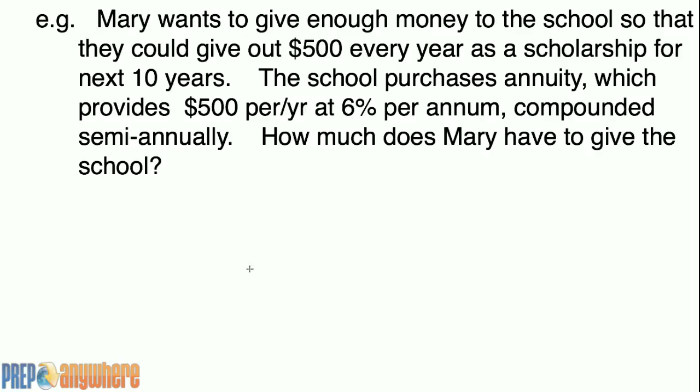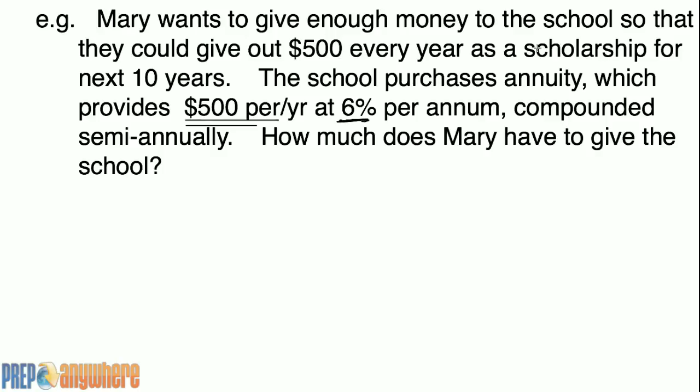But the school will purchase an annuity with whatever Mary gives the school. So basically, they'll put it into a bank, and they'll pull out the money in installments. And they of course want to pull out $500 because that's the scholarship. The bank is giving the annuity at 6% per annum, compounded semi-annually. How much does Mary have to give the school so they can buy this annuity and they can give the scholarship every year?